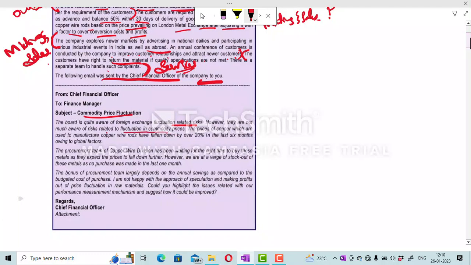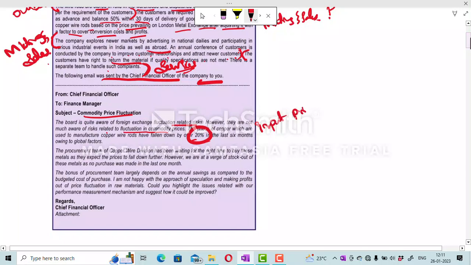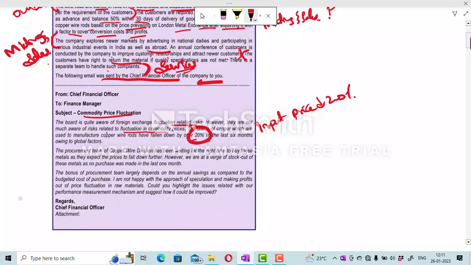The prices of the metals which are used to manufacture copper wire rods have fallen by 20% in the last 6 months owing to global factors. So their input price has reduced by 20%. Okay. The procurement team of the copper wire division has been waiting for the right time to buy these metals as they expect the price to fall further. However, we are on the verge of a stock out of these metals as no purchase was made last month. See what they are doing.